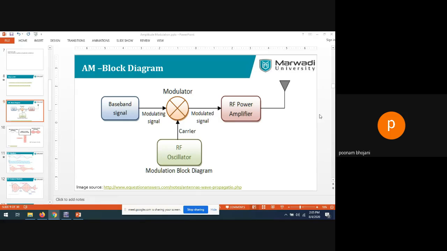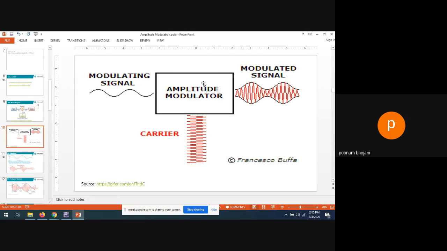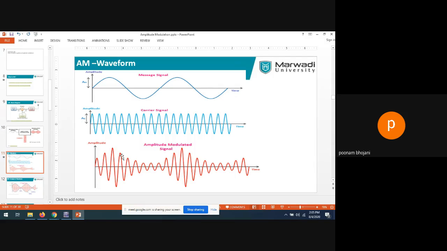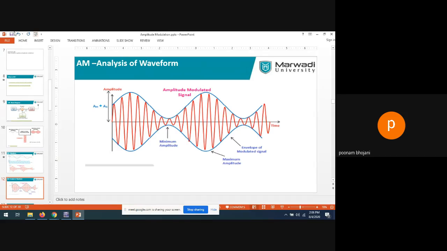Now, this is your modulator or multiplier block, which will multiply or superimpose these two signals, the modulating and carrier signal, and you will get this type of modulated signal. You have also seen this waveform in the previous animation, and this is the final output you will receive at the receiver side, where after demodulation you can recover the original message signal. So this is the amplitude modulated signal, where the maximum amplitude is this one.